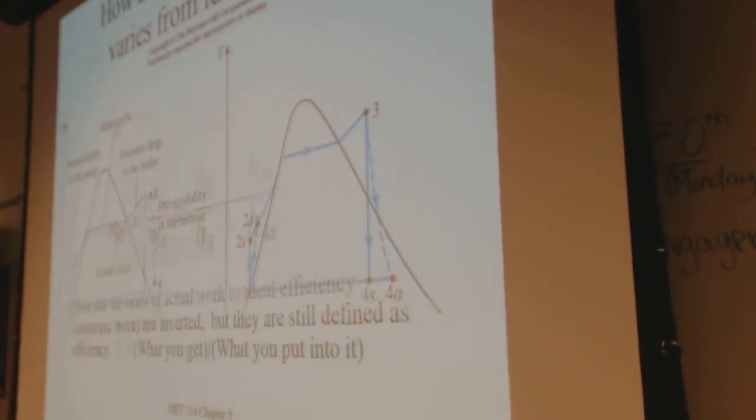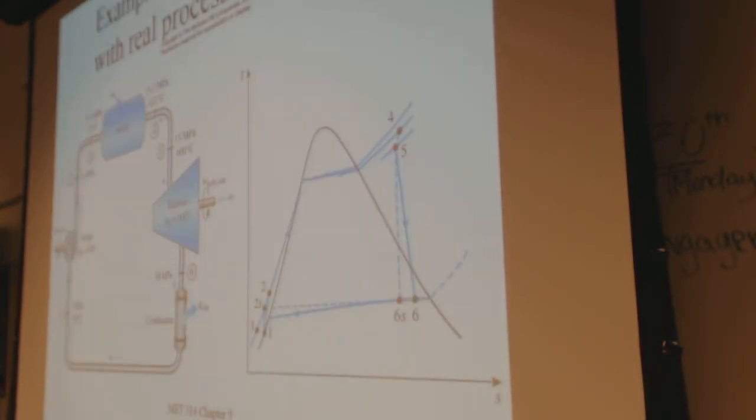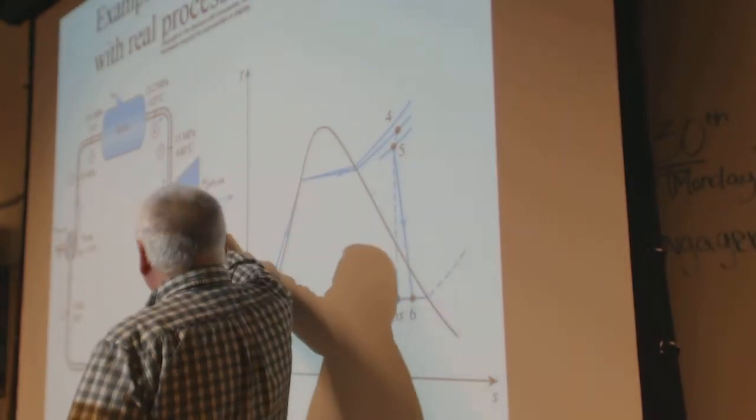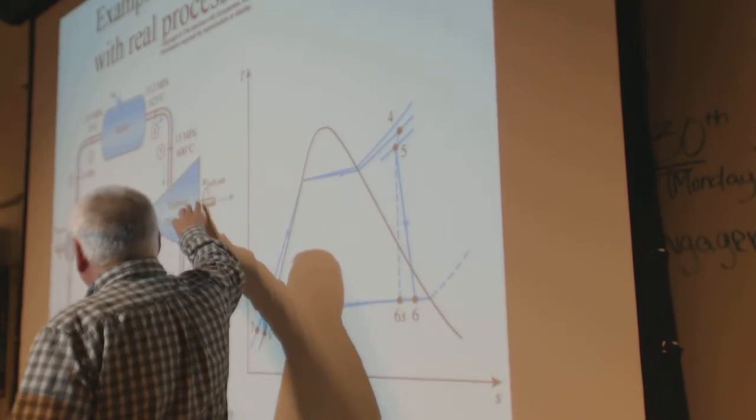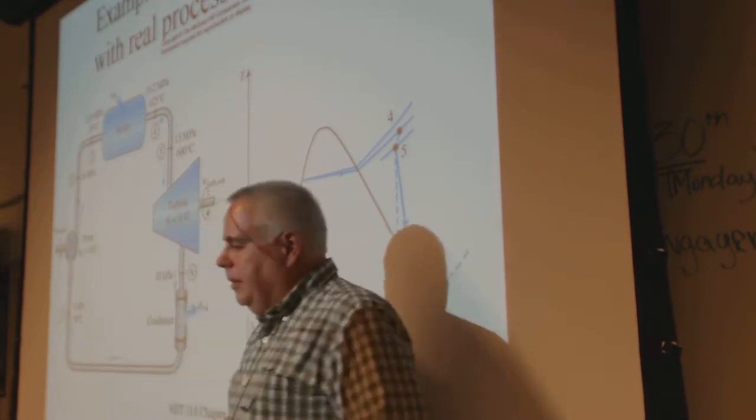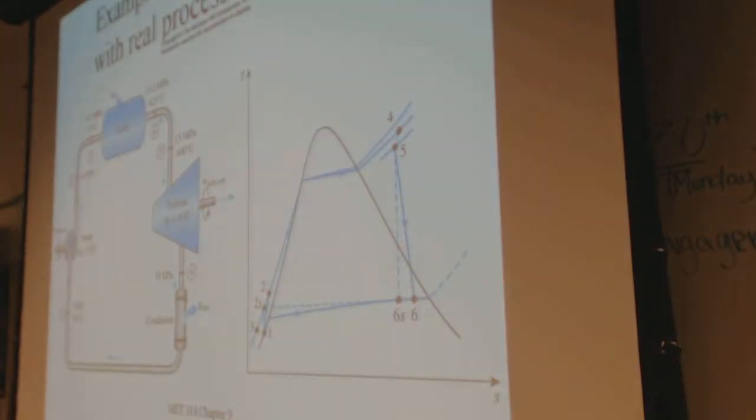On the Rankine cycle, there's real things that happen. Going through the boiler, you lose some pressure. And the turbines do have an inefficiency, and the pump does too, and it takes some pressure to put things through the system.